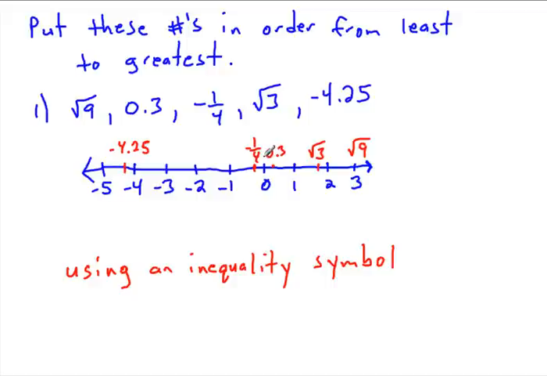Now, if I really wanted to figure it out, I would use a calculator and find an estimation of that. Now, we can put these in order from least to greatest using an inequality symbol, or several inequality symbols. We go negative 4.25 is less than negative 1/4, which is less than 0.3, which is less than the square root of 3, which is less than the square root of 9.